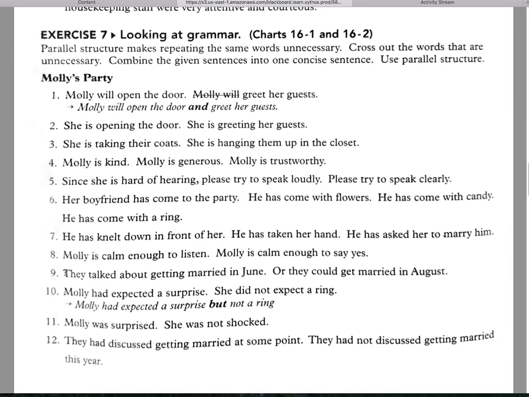Number 9. They talked about getting married in June, or they could get married in August. So in number 9, you're going to say they talked about getting married in June or in August. That's all. You don't have to repeat "they could get married." So again, they talked about getting married in June or in August. No commas necessary.